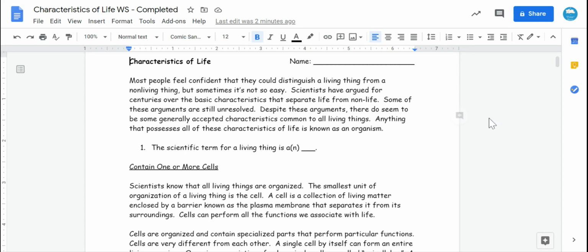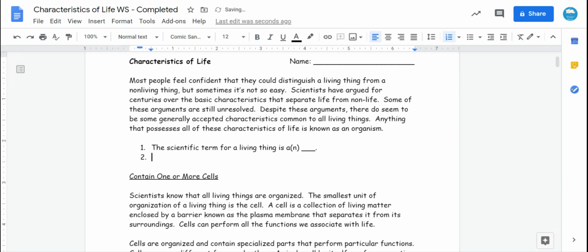So number 1, the scientific term for a living thing is a blank. Hit enter. It's going to give you another number at the start. Just hit enter again and it'll go away. So the scientific term for a living thing is an organism. And that is straight from the reading. Okay.